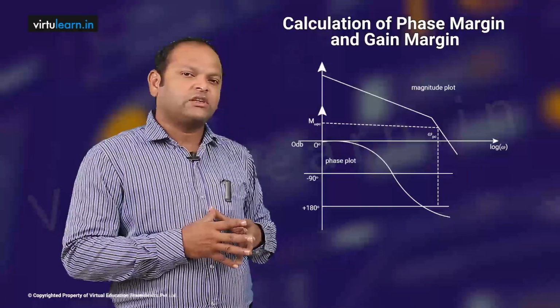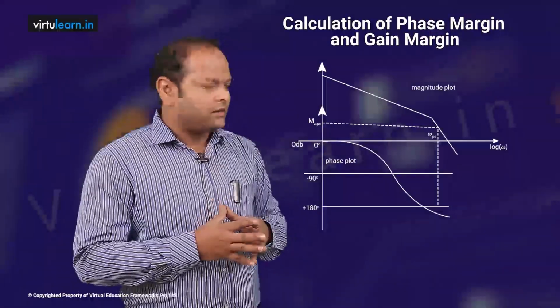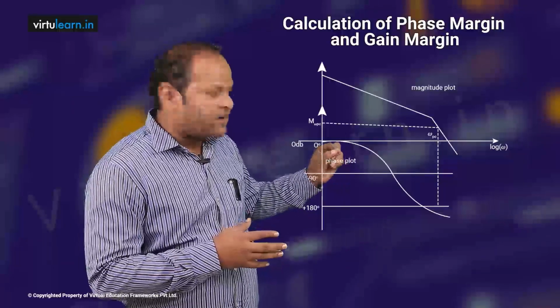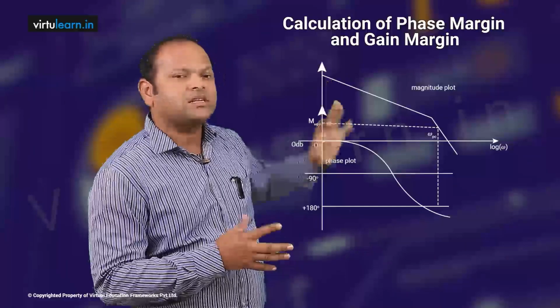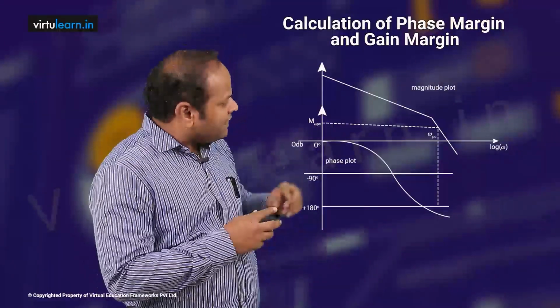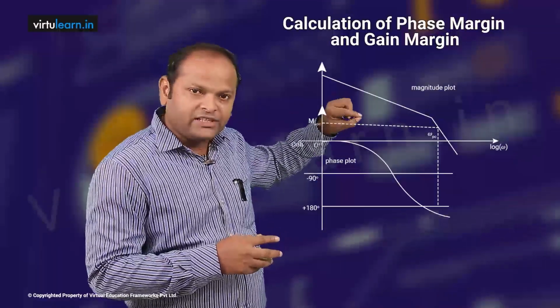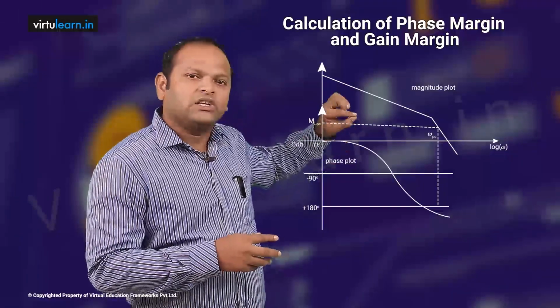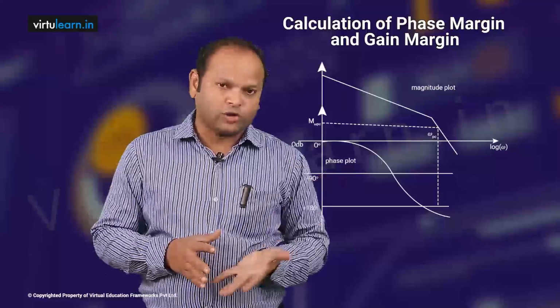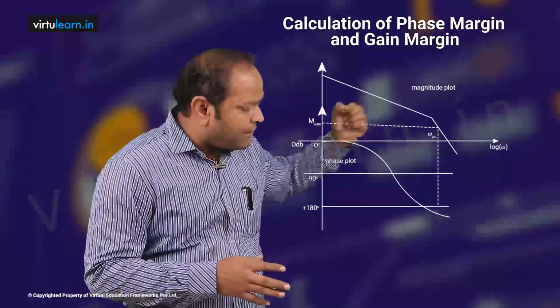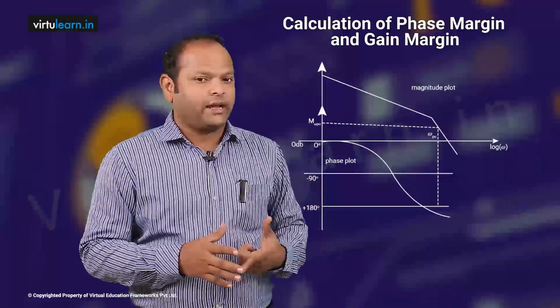What is the phase margin? It is 180 plus phi GC. If you look here, the difference from phi GC to minus 180 degrees is nothing but my phase margin. So directly we can look at the distance from that phi GC to minus 180 degrees. If phi GC is above the minus 180 degrees line, then the phase margin is positive. If phi GC is below it, the phase margin is negative.